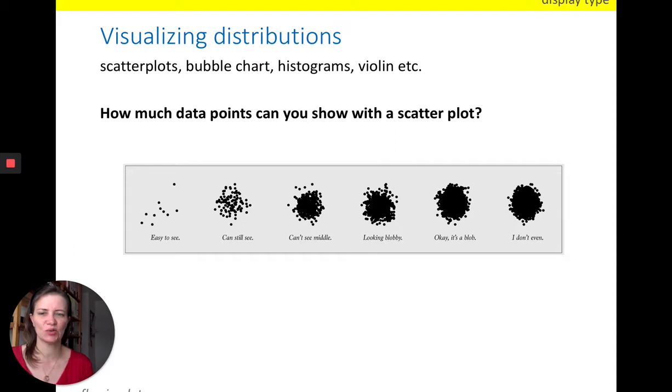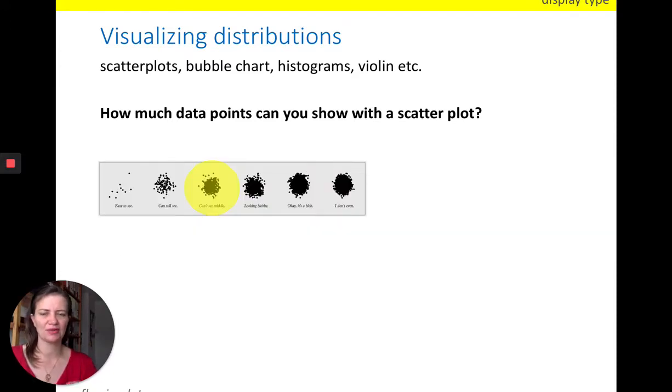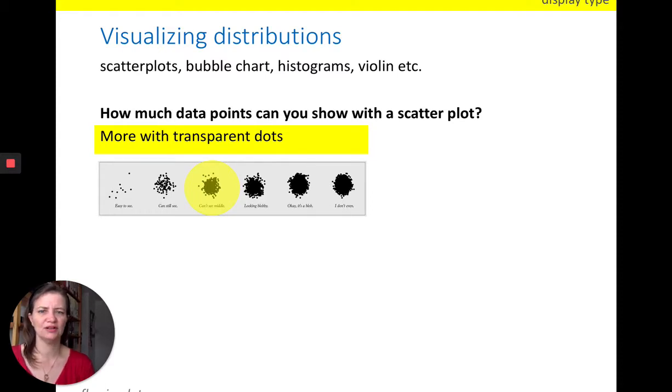At the beginning we can still discern every single data point, but as they get more and more, we end up having a large blob of possibly overlapping data, which we cannot individually see at all anymore. So probably around here in the middle we have a problem that we need to solve. One thing we can do here is go further by using transparent dots.